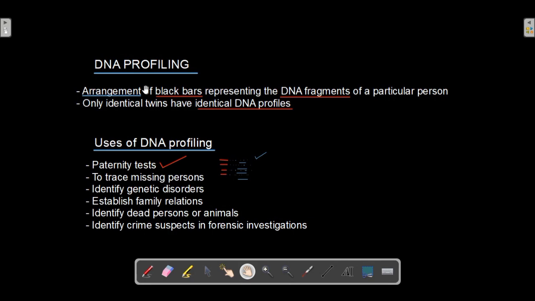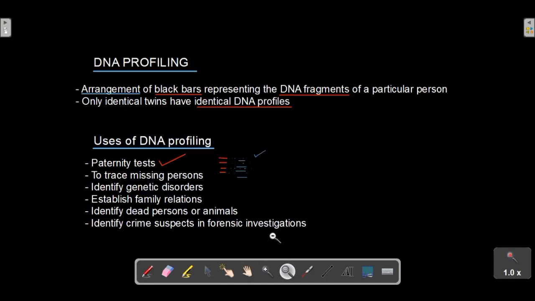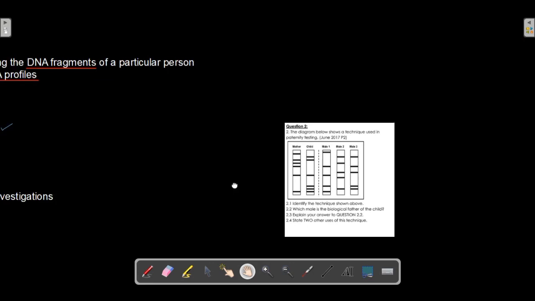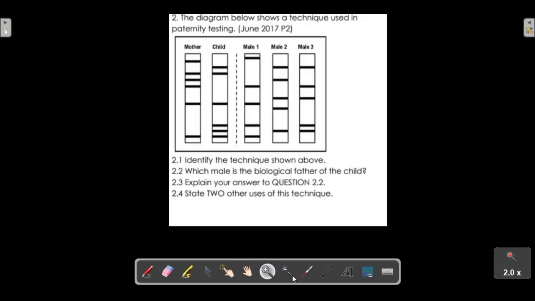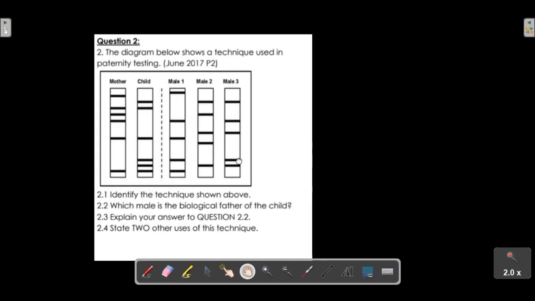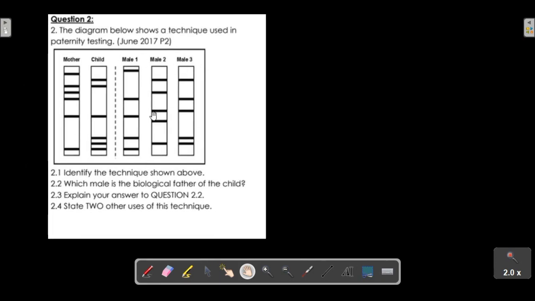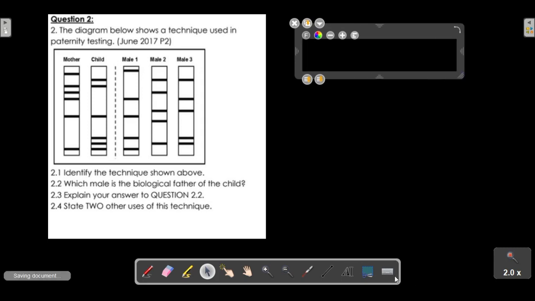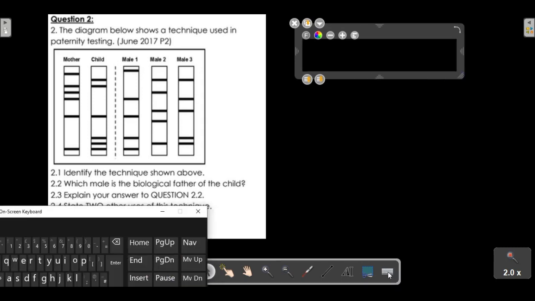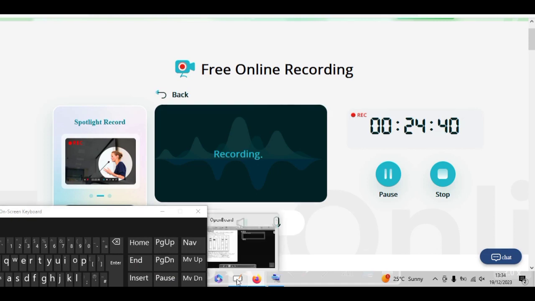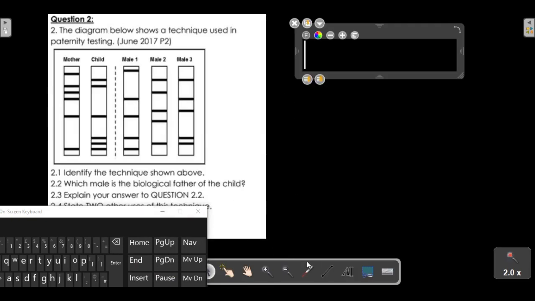Now let's take a look at an activity on this. We'll have an activity on DNA profiling and an activity on DNA replication, so that we can wrap this up, and hopefully you would have benefited from this video. So let's take a look. This has been adapted from paper 2, June 2017. Right here we have DNA profiles.